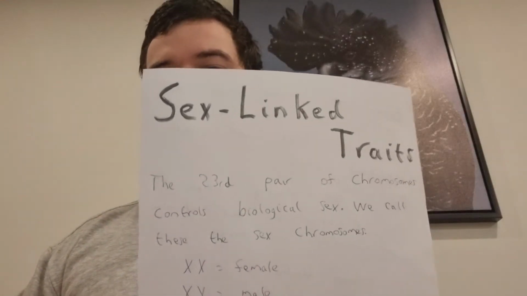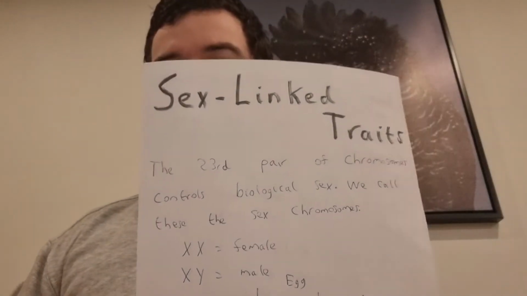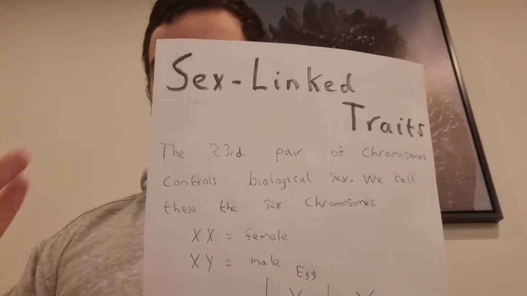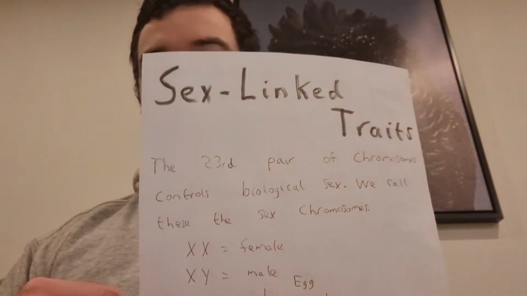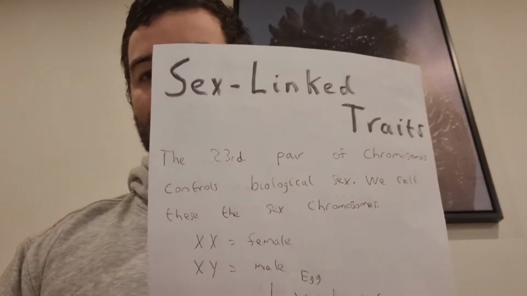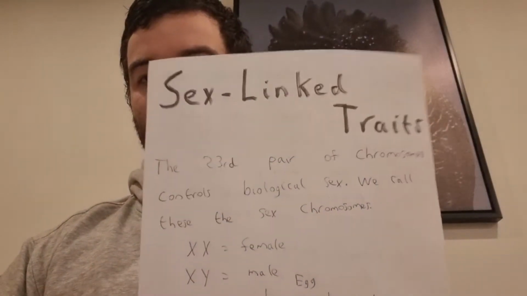So the sex chromosomes can either be X or Y, and as you're probably aware, XX results in a female, and XY results in a male. So using a Punnett square, I'm just going to show you why there is always a 50-50 chance of a baby being male or female.